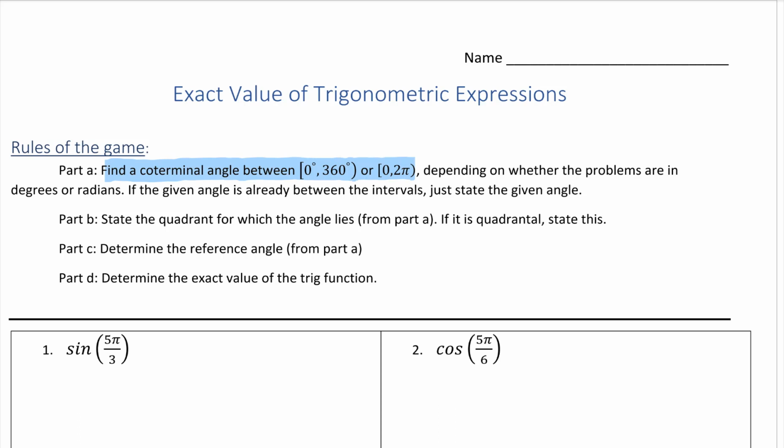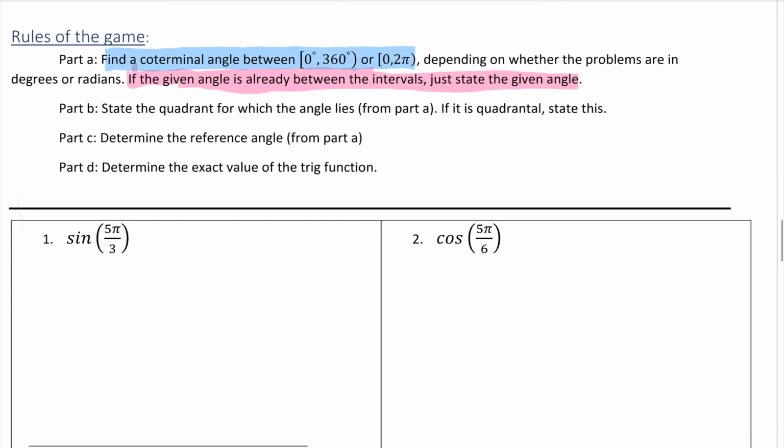If it's in radians, like problem 1, keep it in radians. Don't switch it over to degrees. Now, if the given angle is already between the intervals, just state the given angle. So let's go to number 1.